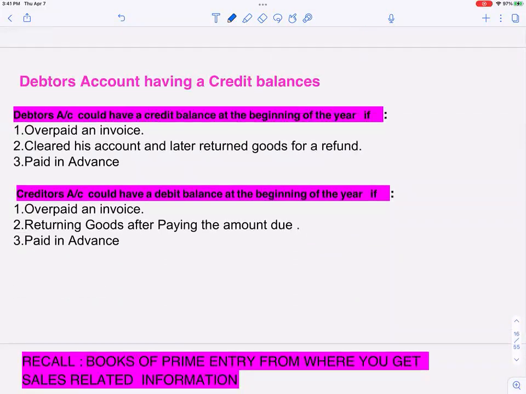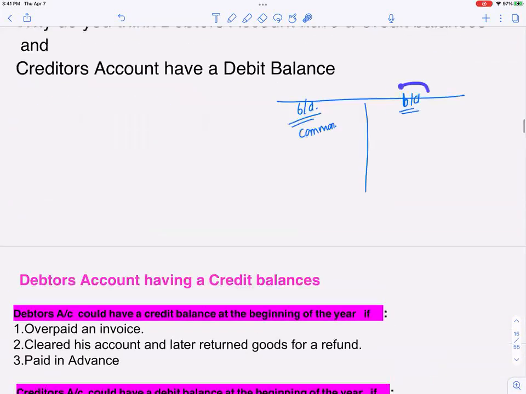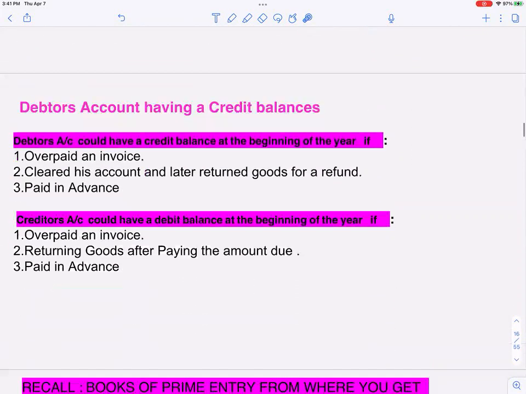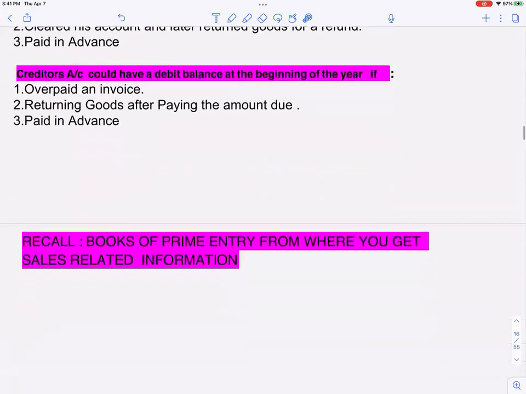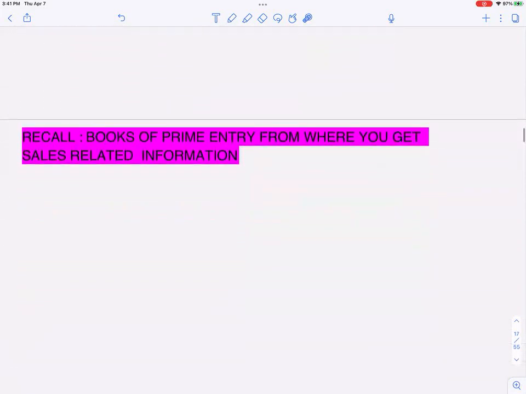Why do you think the debtors account may have a credit balance? A debtors account may have a credit balance because they've overpaid the invoice. They have cleared the account and later the goods were returned, or they have paid in advance.